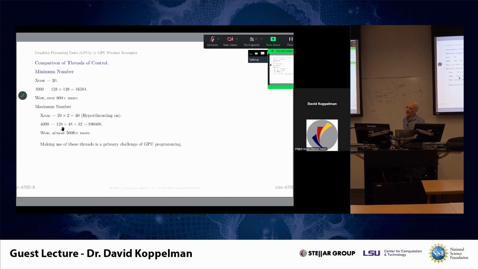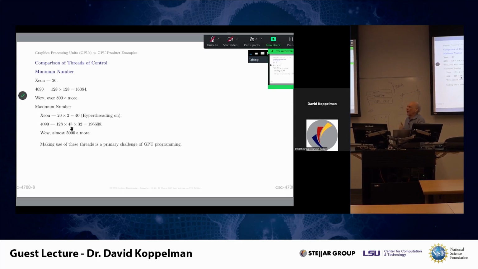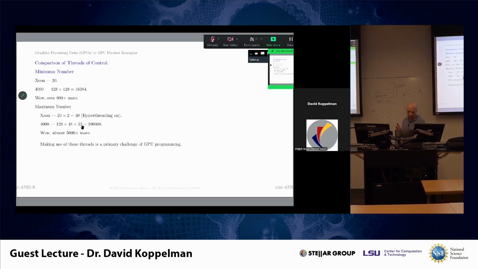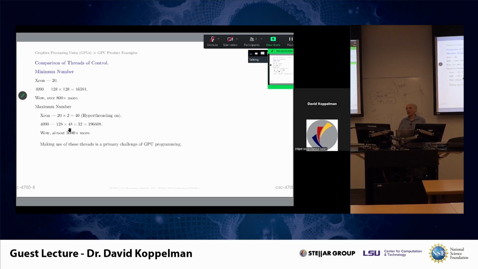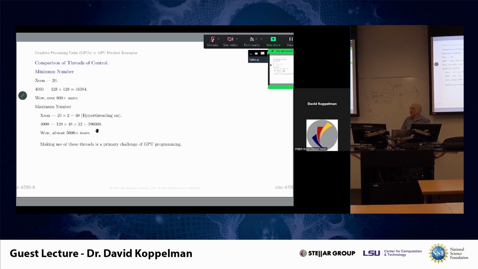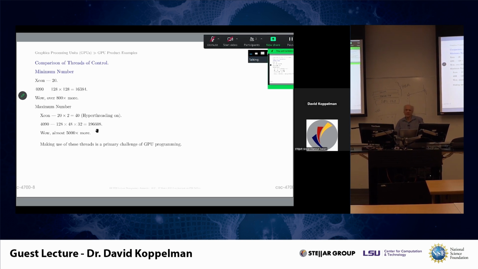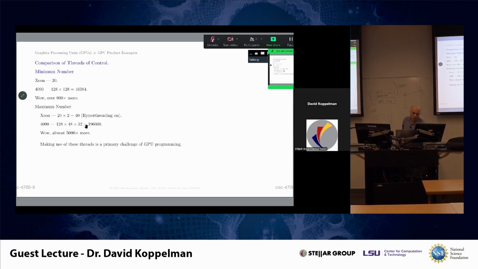Well, there are 128 SMs. Now, the way that threads are measured in GPUs is sometimes done in warps. So 32 is the number of threads in a warp, and the maximum number of warps per SM on the 4090 is 48. If it were an H100, it would be 64. So it's higher, but not a lot higher. So that works out to 196,608 threads. So that's almost 5,000 times more.